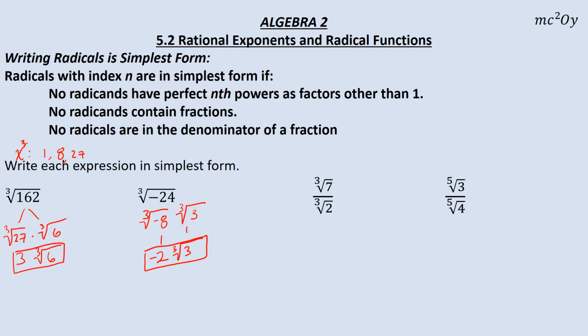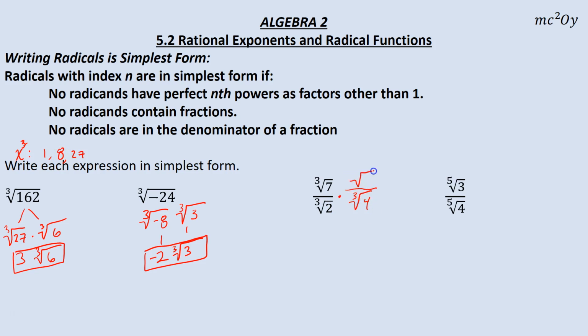All right. Looking at this one, I have a cubed root in the denominator. So in order to get that out of the denominator, I need to make a perfect cube on the bottom. What can I multiply 2 by to make a perfect cube? Once again, I look at my perfect cubes: 8. I can multiply 2 by 4 to make 8. So I'm going to multiply the cubed root of 2 times the cubed root of 4.